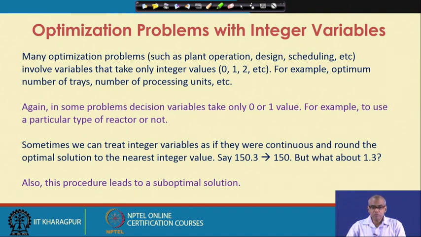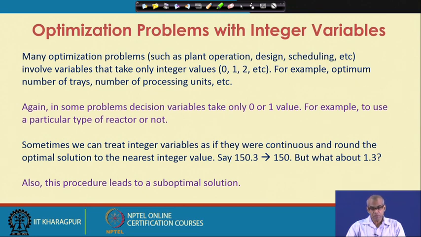So, what are the problems with integer variables? Many optimization problems such as plant operation, design, scheduling, etc. involve variables that take only integer values such as 0, 1, 2, 3, etc. For example, if the decision variables in your optimization problem is number of trays or number of processing units, you are going to get integer values. You are essentially treating them as integer variables.